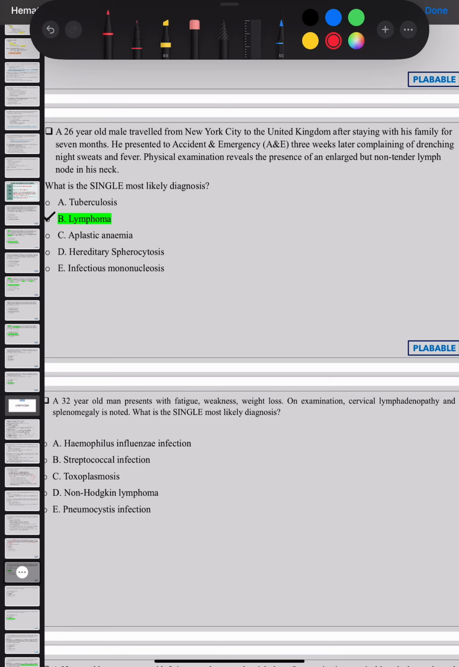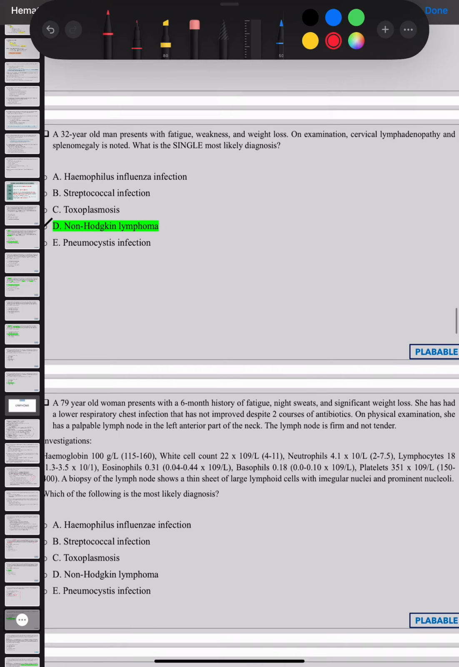What is the diagnosis? Haemophilus influenzae, streptococcal infection, toxoplasmosis, non-Hodgkin lymphoma, pneumocystis infection. These options are saying that it's an infective disease section. Then on examination, cervical lymphadenopathy and splenomegaly. Okay, the patient has fatigue, weakness, and weight loss. So non-Hodgkin lymphoma. Other than that, we have told you earlier that splenomegaly and hepatomegaly are commonly found in non-Hodgkin lymphoma. Okay, this is the thing.